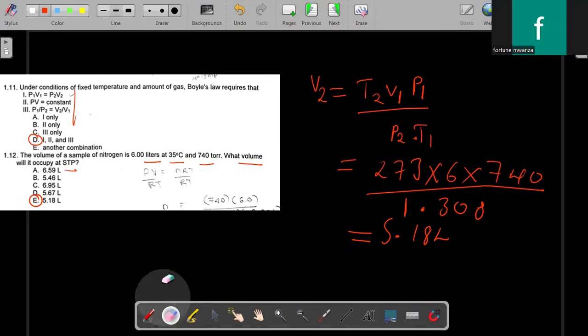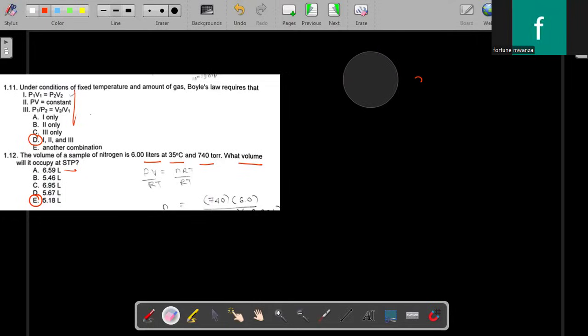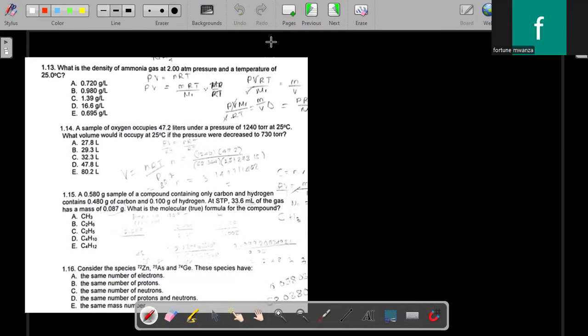So I can simply move to the next question, which is question 13. The question is asking: what is the density of ammonia gas at 2 atmosphere pressure and a temperature of 25 degrees Celsius? Being given the pressure of 2 atmosphere and the temperature of 25 degrees Celsius, from the ideal gas equation I know PV is equal to nRT.